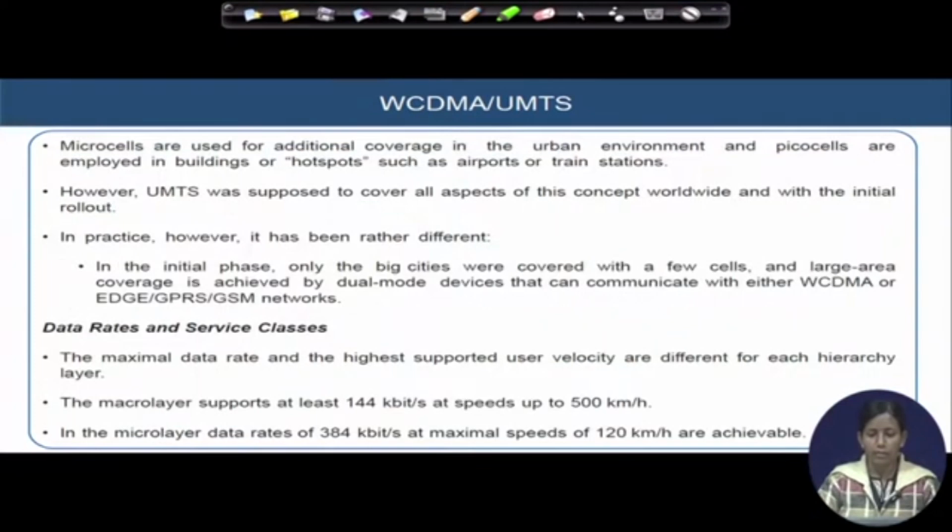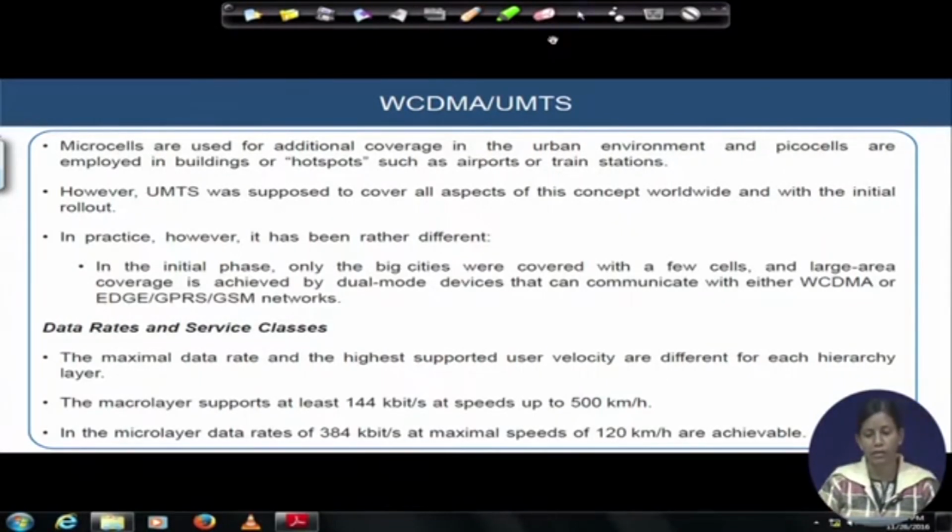And remember, not only inside the building, you can also consider that the hotspots are also part of the pico cells inside the airports, inside the train stations, everywhere the pico cells will be available.